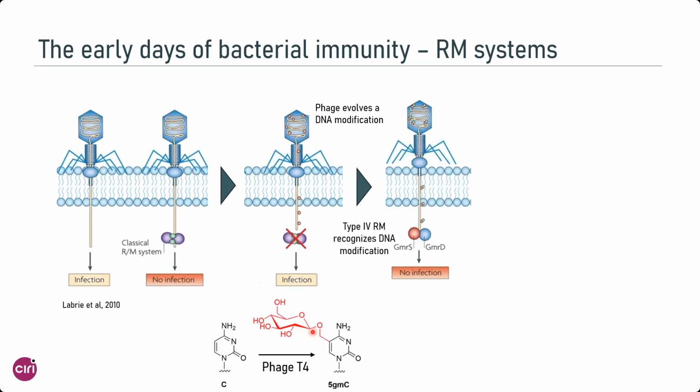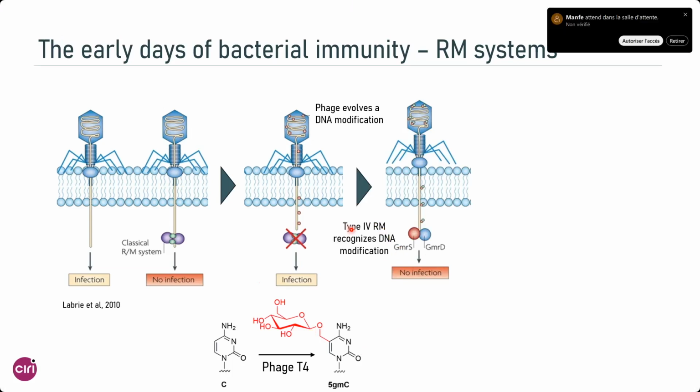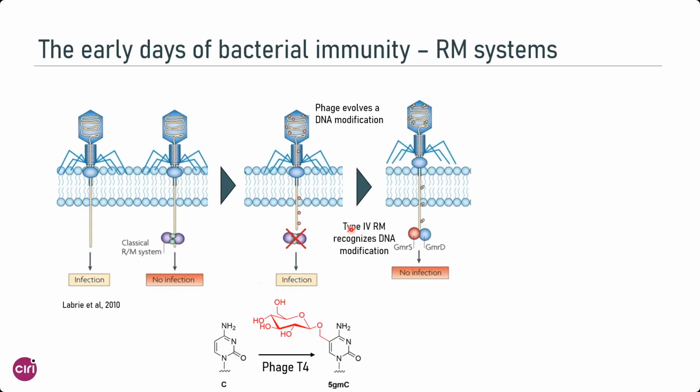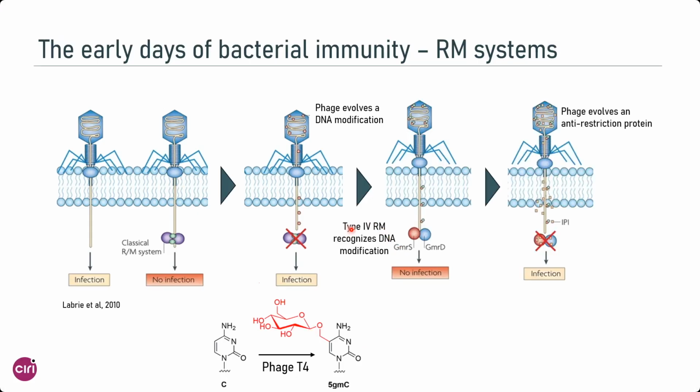And for instance, another kind of RM systems are type 4 restriction modification systems. And actually, these restriction enzymes function the other way around. They specifically recognize modified DNA. And so the fight keeps going on for a while because phages then found ways to evolve proteins that are called anti-restriction proteins that can block specifically some kinds of restriction systems. And so this was the early days of restriction modification, because these were discovered more than 60 years ago.